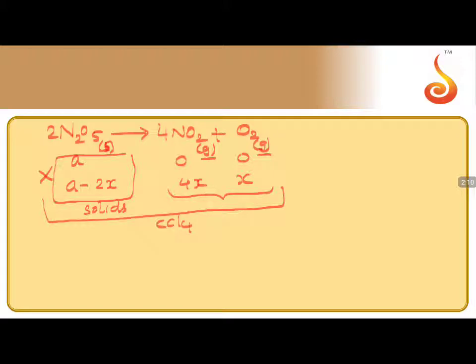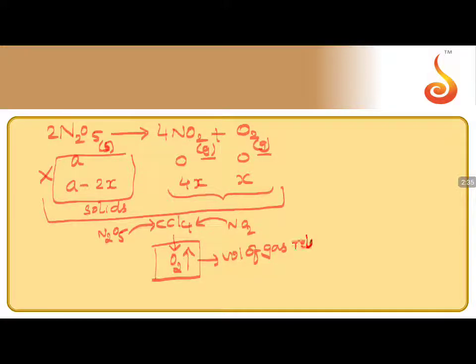What is the importance of this? N2O5 and NO2 dissolve in CCl4. So N2O5 goes into CCl4, NO2 also goes into CCl4, and the only gas that will be released is oxygen. So we can measure the volume of oxygen gas released at different intervals of time, and this will be proportional to the amount of oxygen formed, since the more oxygen formed, the more volume released.